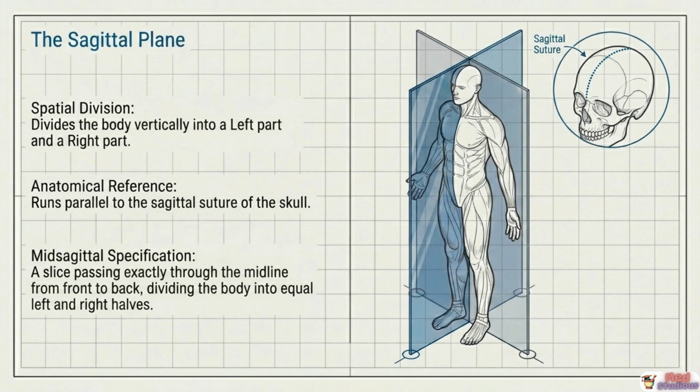Movements occurring in the sagittal plane include flexion and extension, bending and straightening of joints like the knee, hip, and elbow. Sagittal MRI sequences are routinely used to evaluate the spine, brain, and knee. Remember, sagittal equals left-right division.